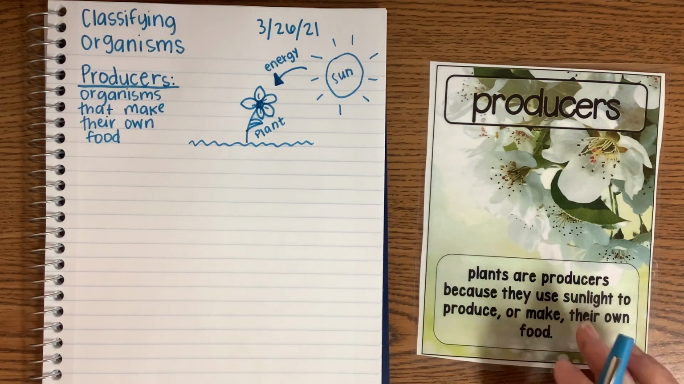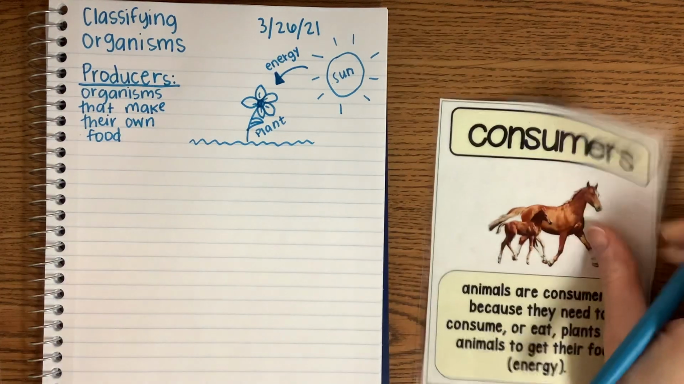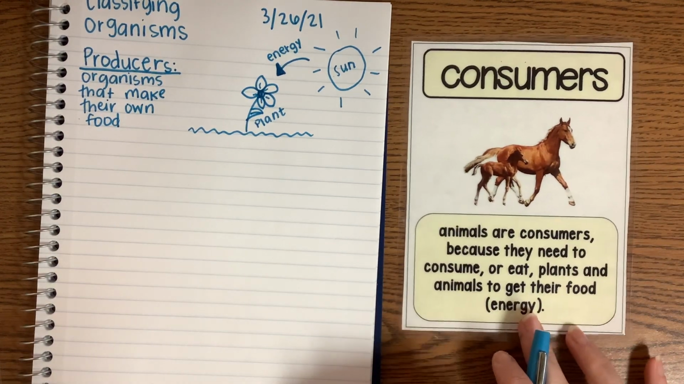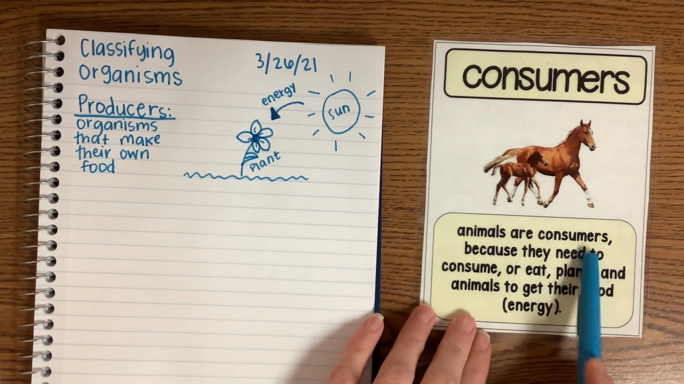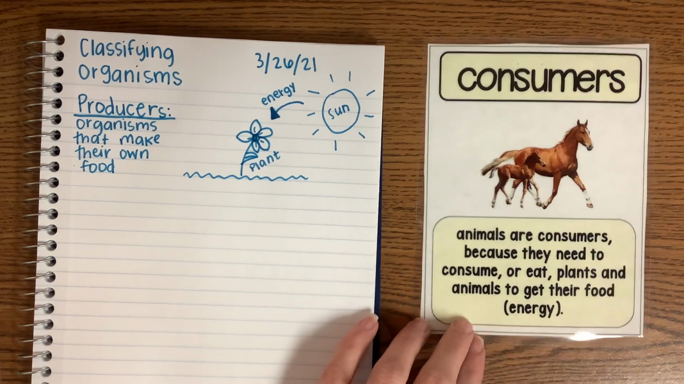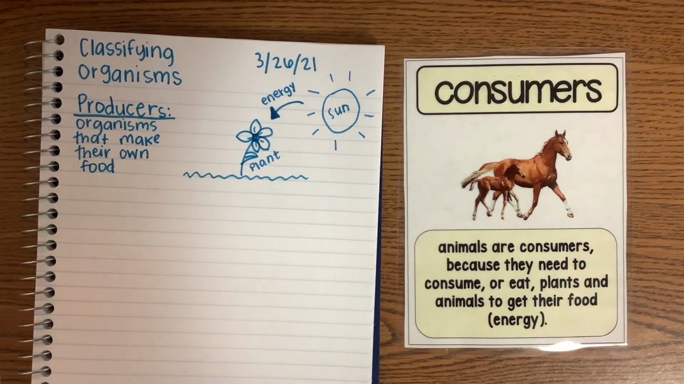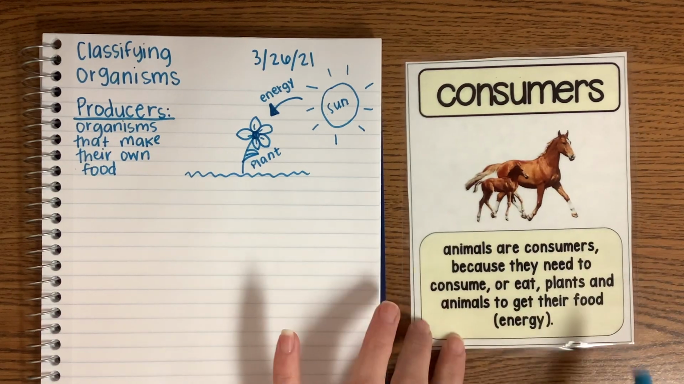So then, where does that energy go? Well, who eats producers? A consumer eats producers. A consumer is an animal. Animals are consumers. Consumers need to consume or eat plants and animals to get their food or energy. Consumers cannot make their own energy like producers can. Consumers consume their energy. Consume is a fancy word for eat. I like to consume pizza. I like to consume chocolate. What do you like to consume?